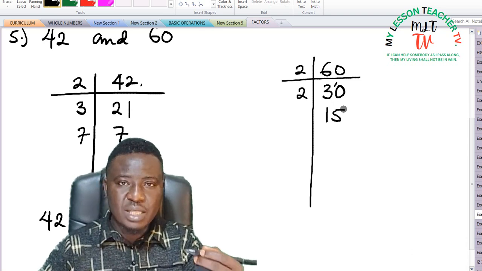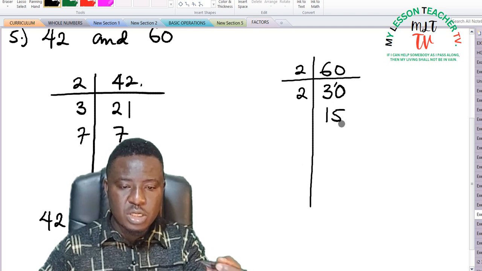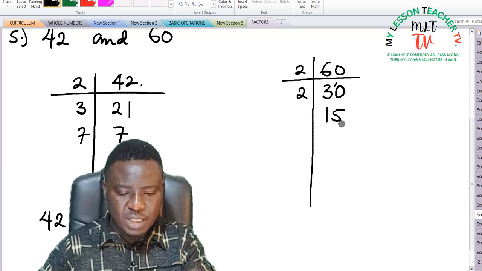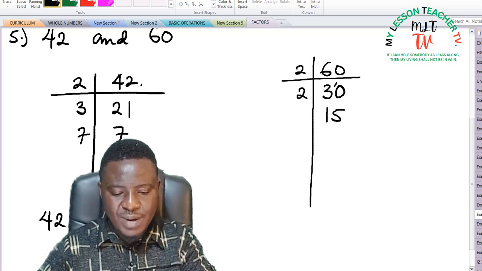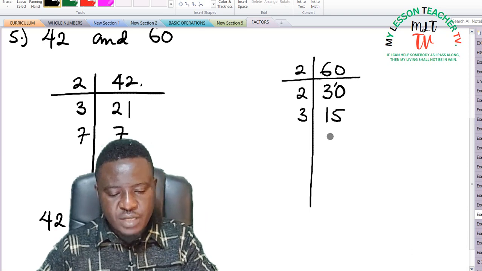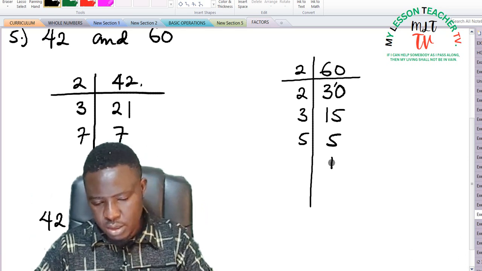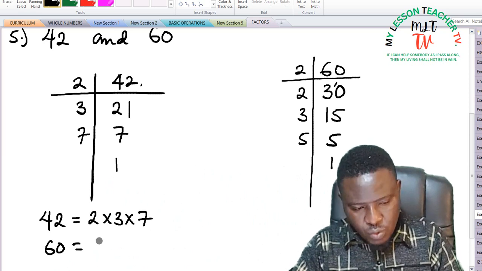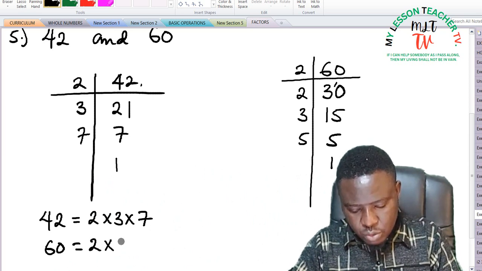15 is not divisible by 2 because the last digit is not a multiple of 2. Is it divisible by 3? Yes, because if you add 1 plus 5, it gives you 6, which is a multiple of 3. So that makes 15 divisible by 3, which satisfies the condition for divisibility by 3. 3 into 15 is 5, and 5 into itself is 1. So expressing 60 as the product of its prime factors, we have 2 times 2 times 3 times 5.